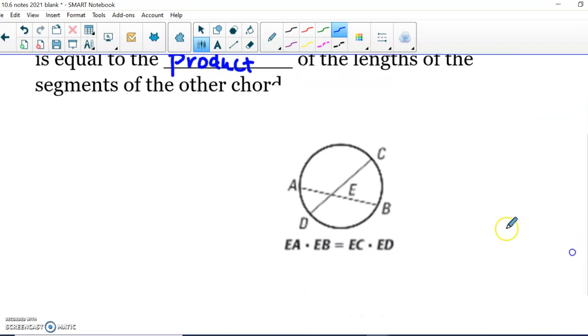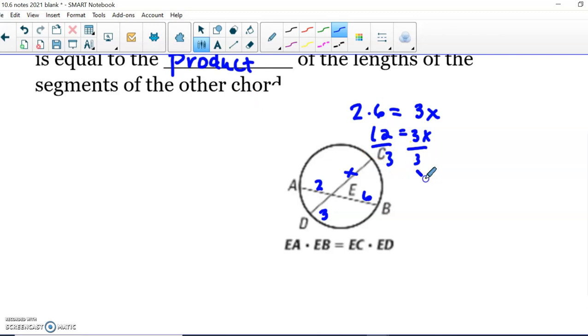Let me show you. So say you know this segment is 2 units, this segment is 6 units, this segment is 3 units, and we're looking for this one. We know that this times this, the 2 times the 6, the two pieces of this chord are equal to the product of the two pieces of this chord. So we get 12 equals 3x, divide each side by 3. You'll see that x equals 4.